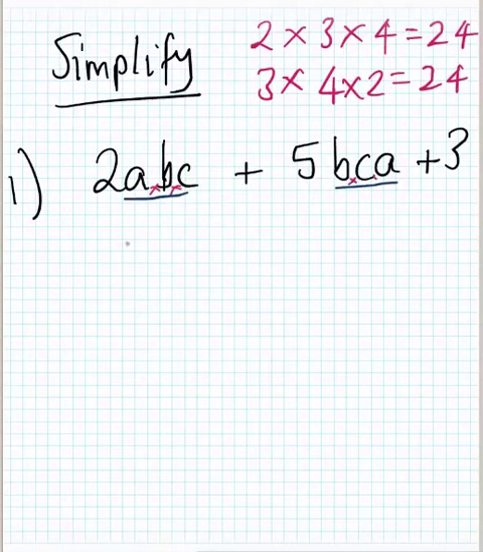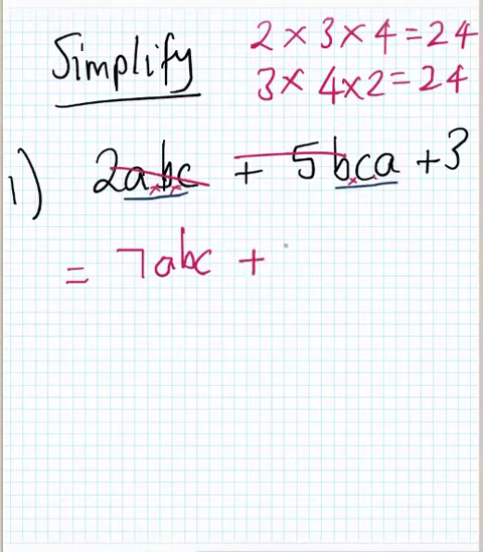Okay? So ABC and BCA are like terms. So we can add these together. What's 2 plus 5? Well, 2 plus 5 is 7. And we are supposed to write our final answer in alphabetical order. So we'll write down A, B, C. But if you did write down BCA, technically it's the same thing. And we can cross that off. And 3, because 3 is a number on its own, it's going to remain a number on its own. Unless we have the same variables next to it, like A, B, C, we can't add it with the 7. Okay, it's just 3 on its own. So that's our final answer.